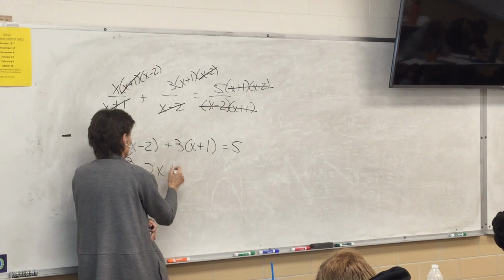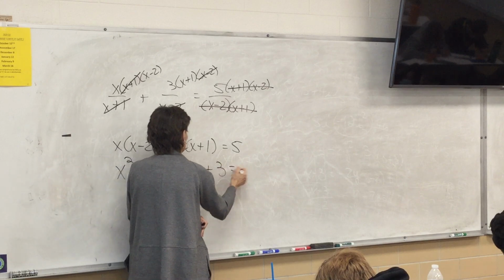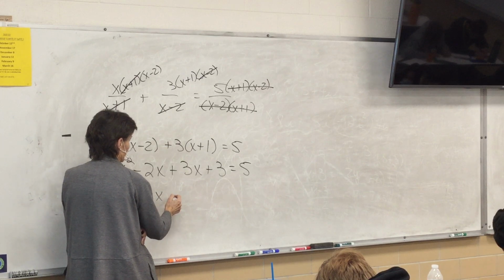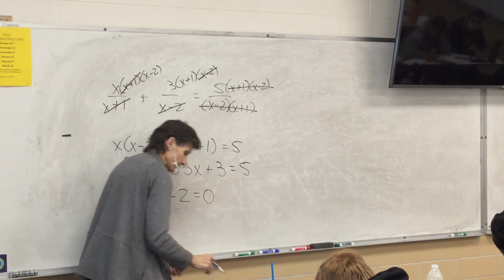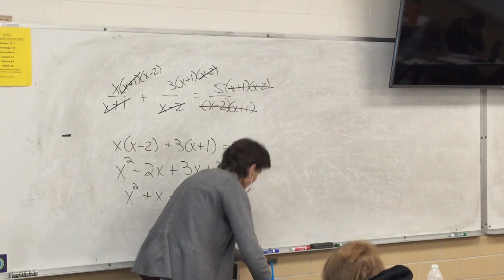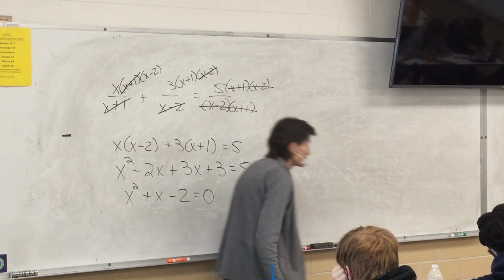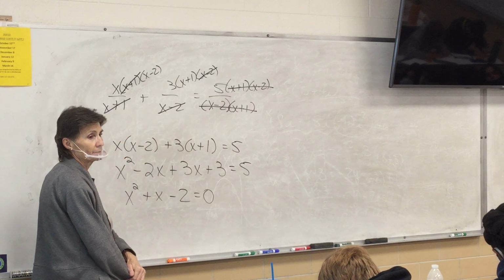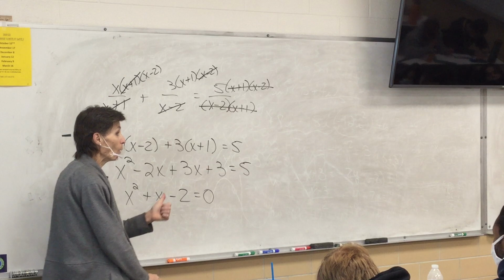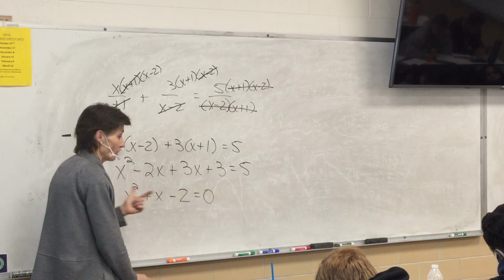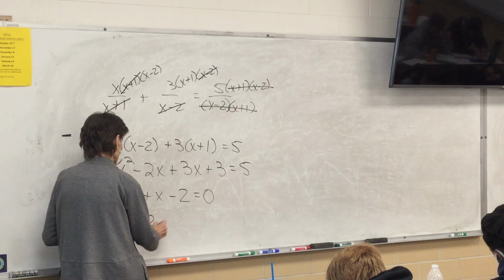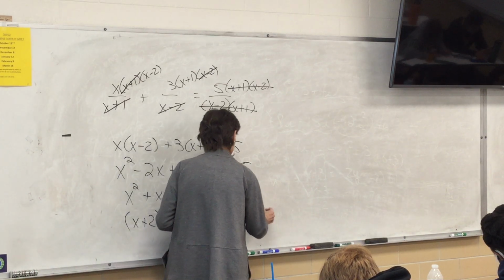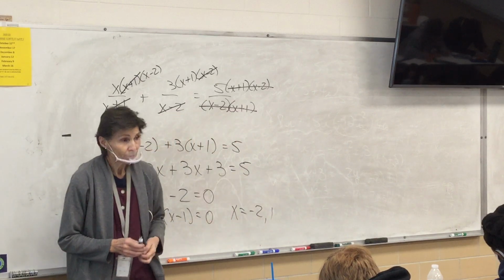x squared minus 2x plus 3x plus 3 is 5. x squared plus x minus 2. And after I got it all distributed out and collected like terms, I ended up with a little quadratic. Can I factor it, or can I use the quadratic formula? This one does factor. So x equals -2 or 1.